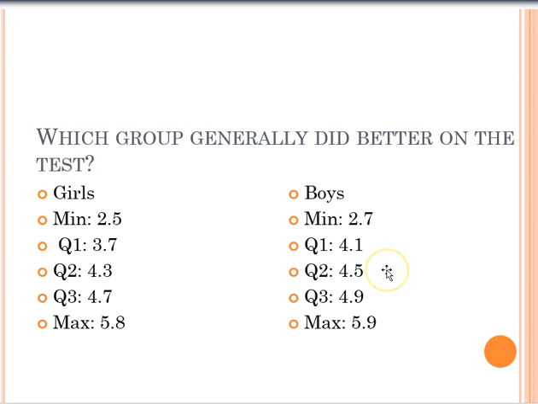The last question asks which group generally did better on the test, and we can look at this overall by comparing the summary statistics for both the boys and the girls. Each of these statistics is a measure of position. The minimum is the measure of the lowest position. Q1 is the measure of who was in the lower 25%. The median is the lower 50%, and Q3 the lower 75%. You can see that for every one of these measures of position, the boys did better. And for every one of these summary statistics, the boys did better on all of them. So generally, the boys did better on this test.